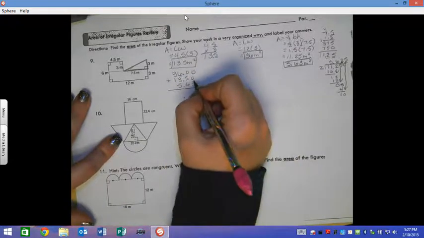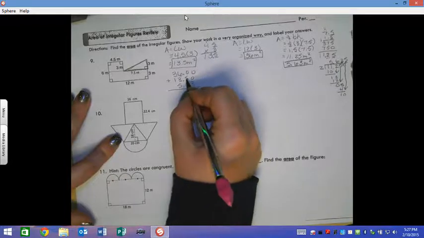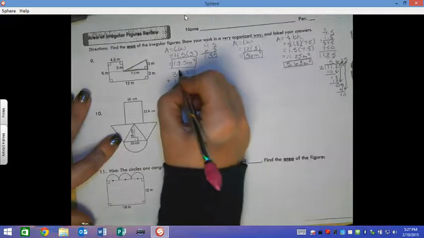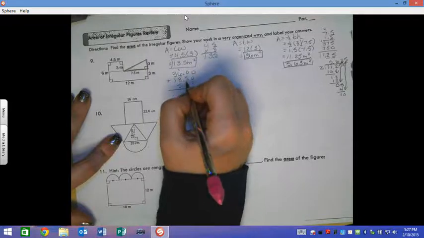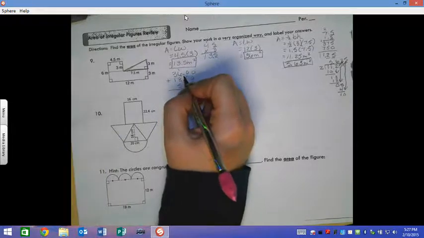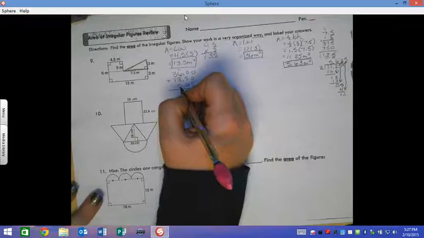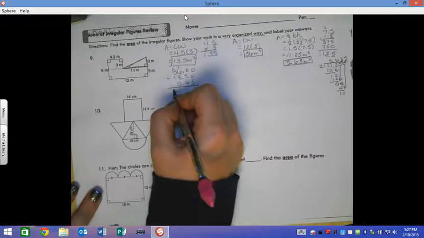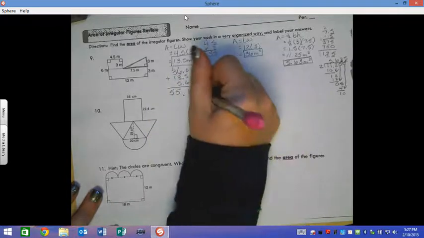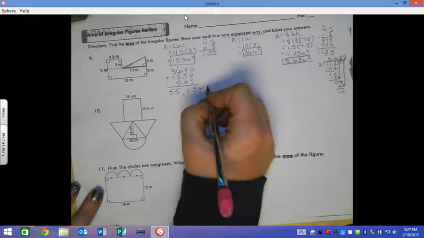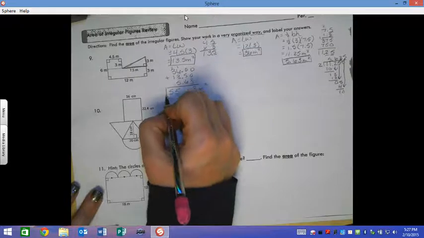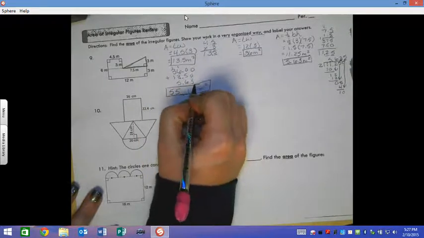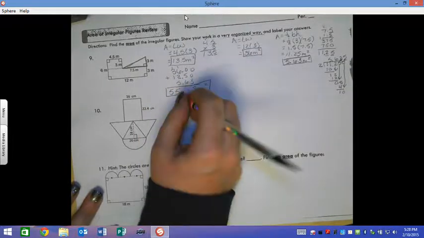So 3, 0, 0 is 3, 6, 5, and 0 is 11. 6, 3, 5, and 1, let's see, that's going to be 12, 13, 14, 15. And 3, 1, and 1 is 5. So my final answer is 55.13 square meters. I kind of covered up my decimal there.